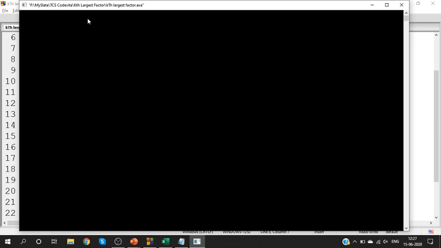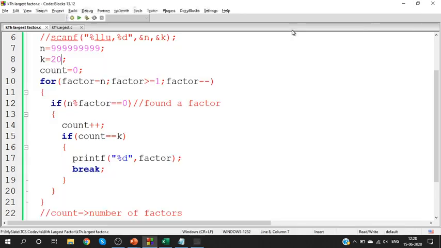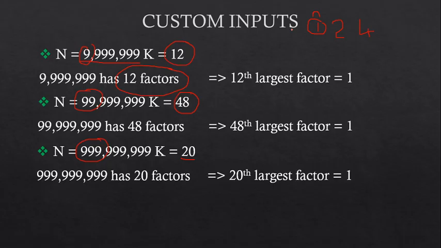Look at the execution time. I think it is obvious already there is a huge time gap here, right? I gave the input and I get the output at 14.426 seconds. Have we reached the maximum limit of input? We haven't reached the maximum limit.